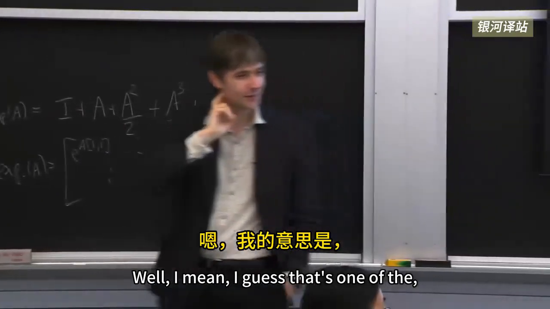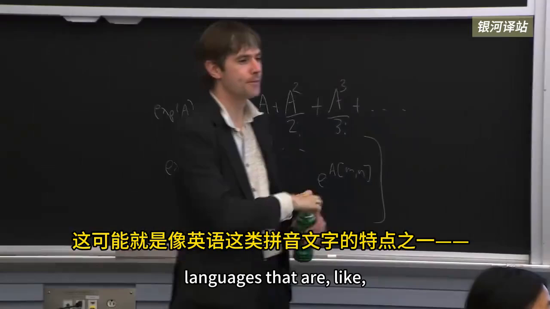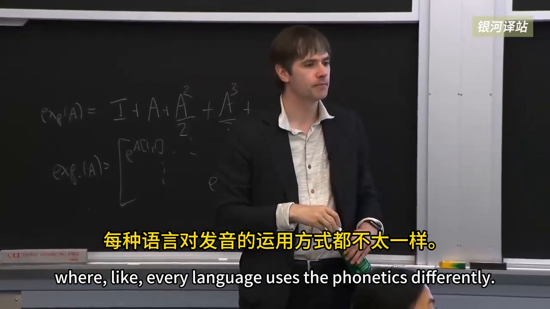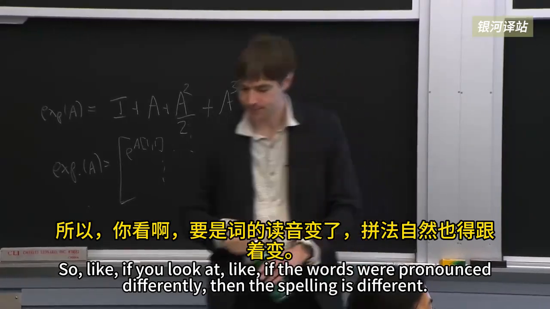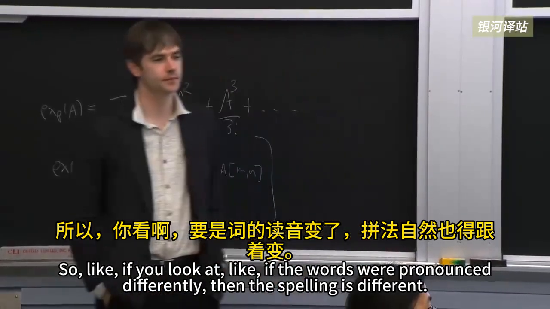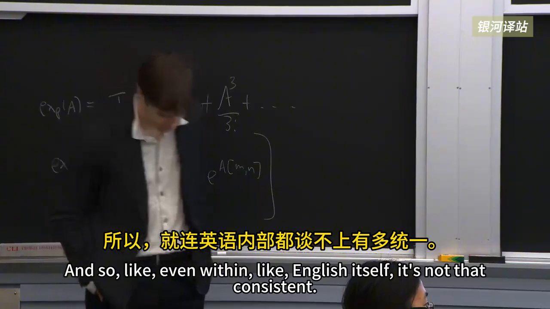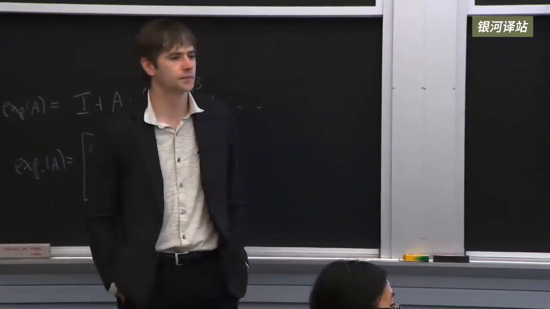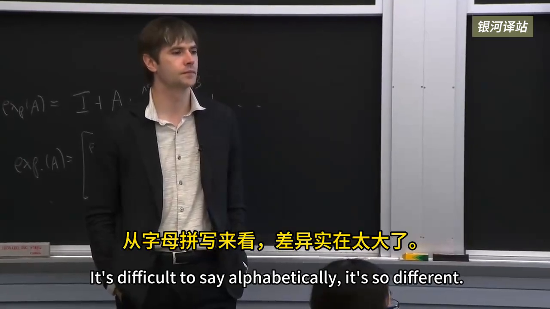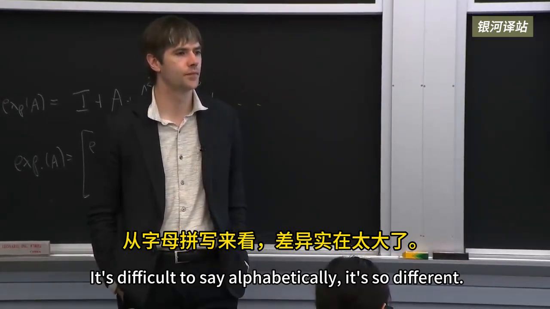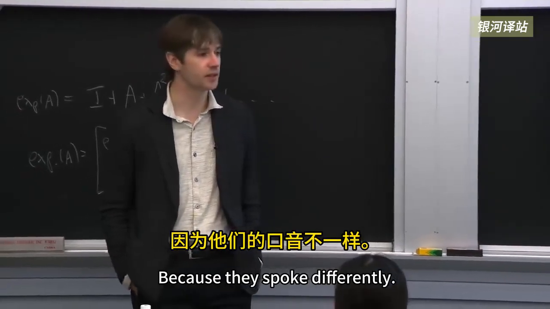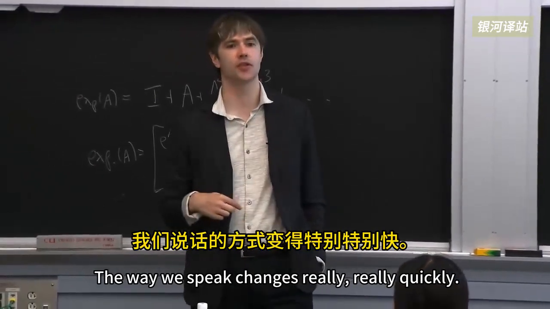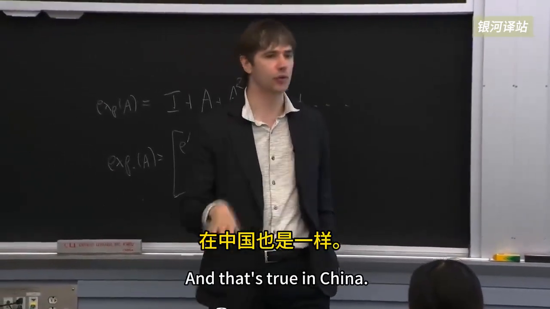Okay. I guess that's one of the things with languages like English that are based on phonetics, where English interprets the phonetics differently. If the words were pronounced differently, then the spelling is different. So even within English itself, it's not that consistent. If you go back 300 years, it's kind of difficult to match what they wrote against the same alphabet because they spelled things differently. Because they spoke differently. This is what really changes. The way we speak changes really, really quickly. And that's true in China, that's true.